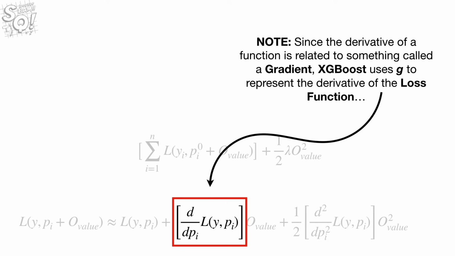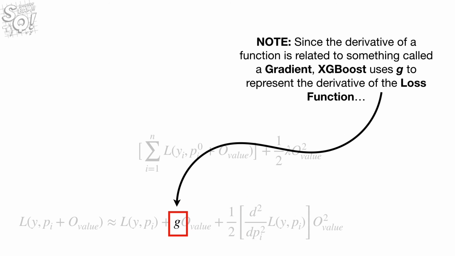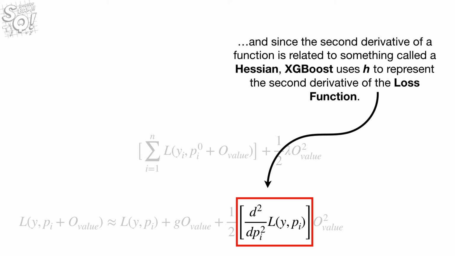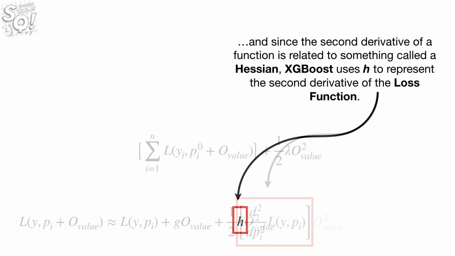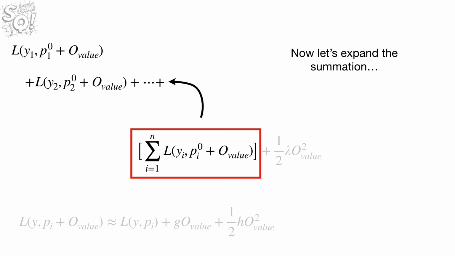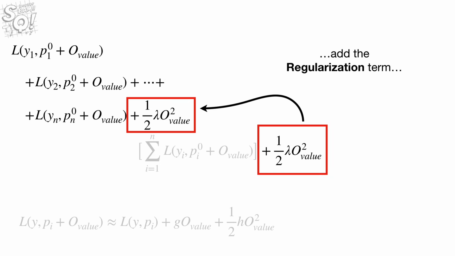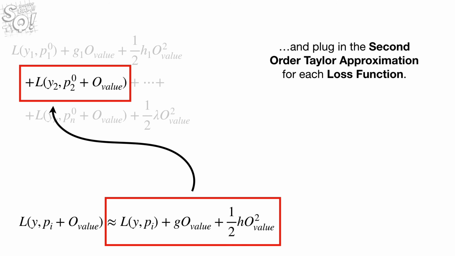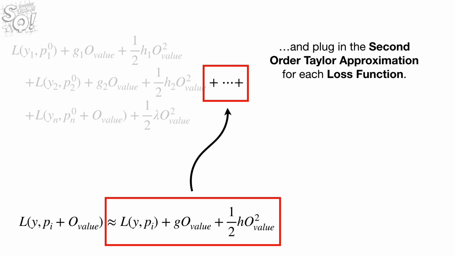Note, since the derivative of a function is related to something called a gradient, XGBoost uses g to represent the derivative of the loss function. And since the second derivative of a function is related to something called a Hessian, XGBoost uses h to represent the second derivative of the loss function. Now let's expand the summation, add the regularization term, and plug in the second-order Taylor approximation for each loss function.